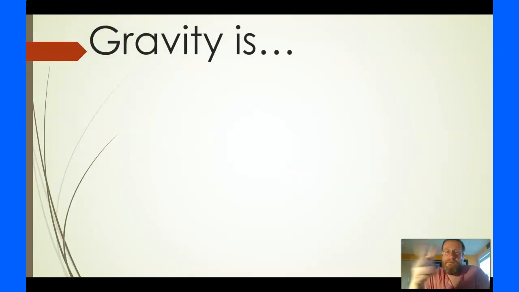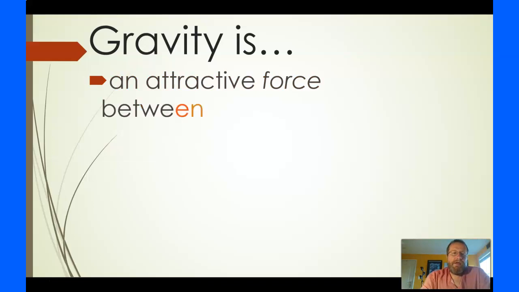Again, if you couldn't print off the note sheets, that's fine. Just go ahead and write this down on your own piece of paper. Pause as much as you need to catch up. Go back as much as you need to. It's all good. Gravity is an attractive force between all objects. Okay, that's the main definition.